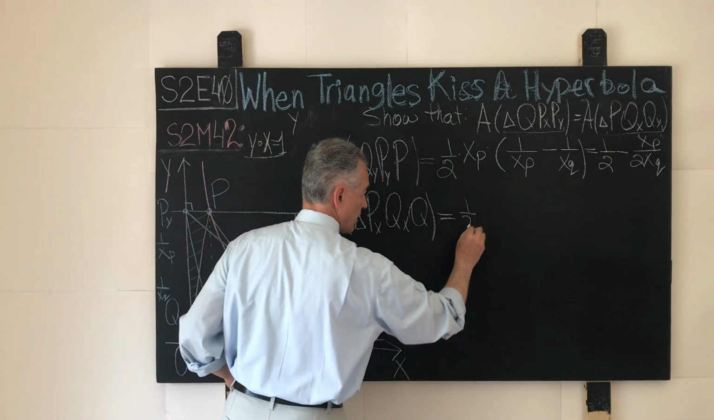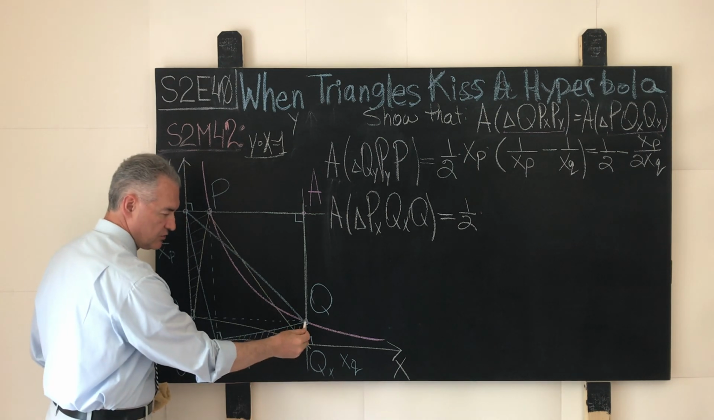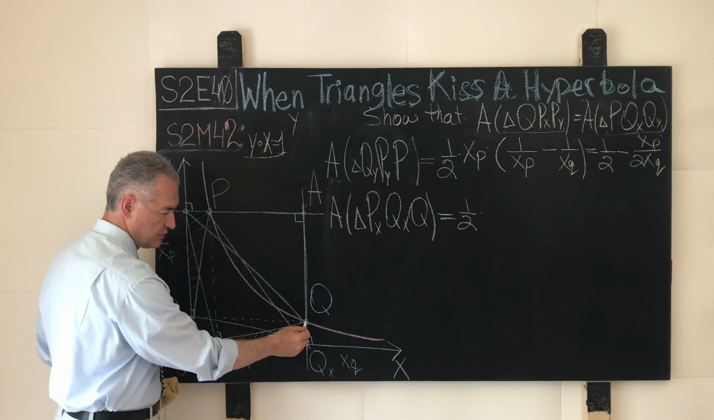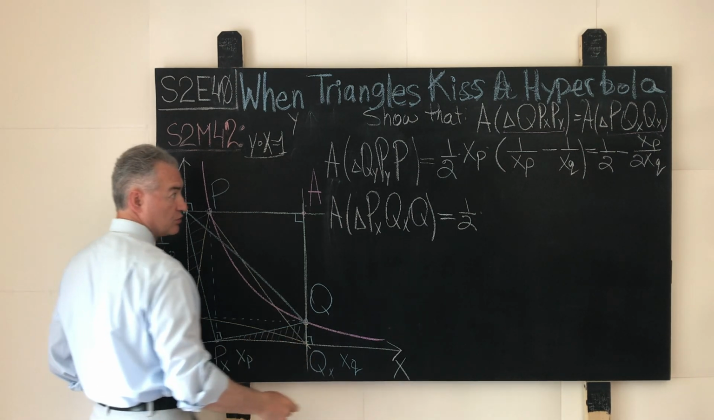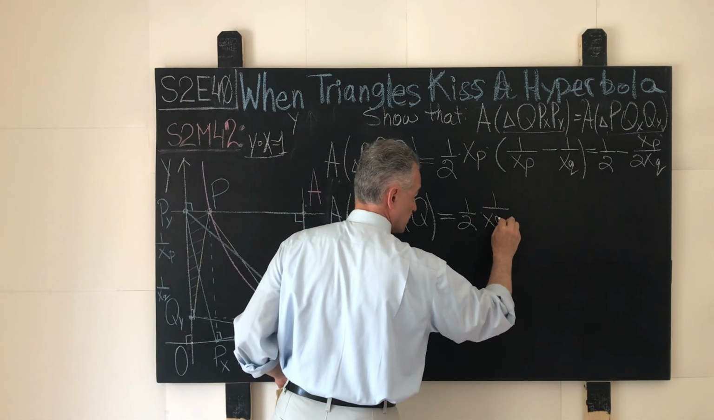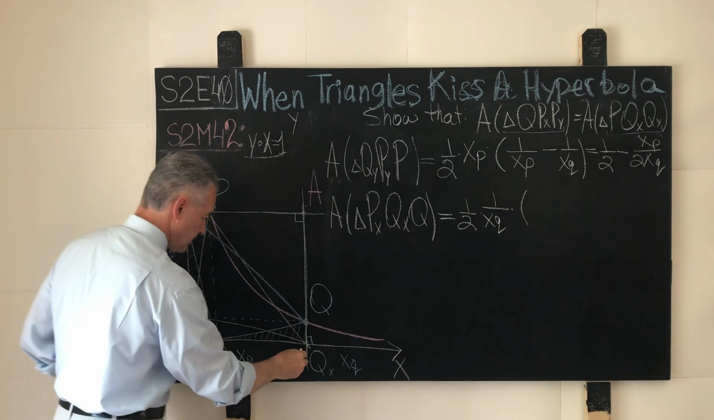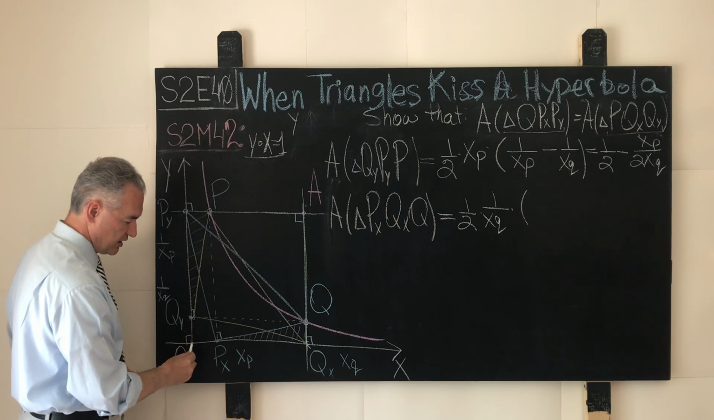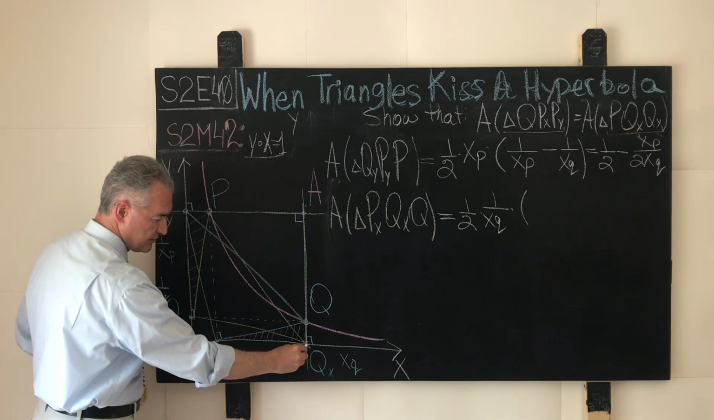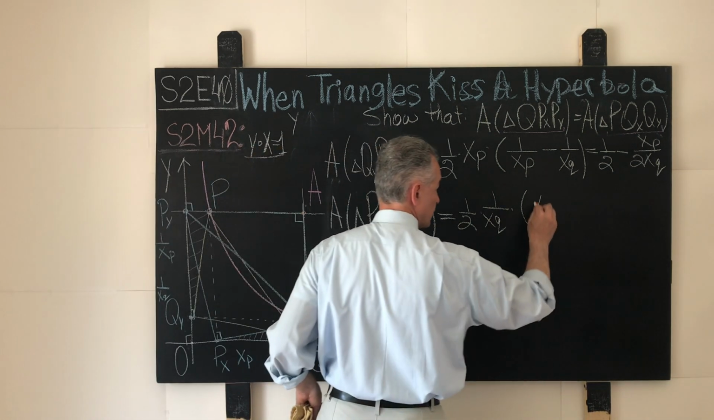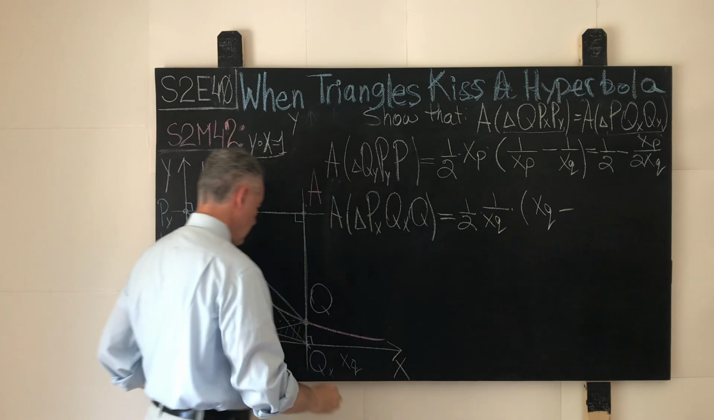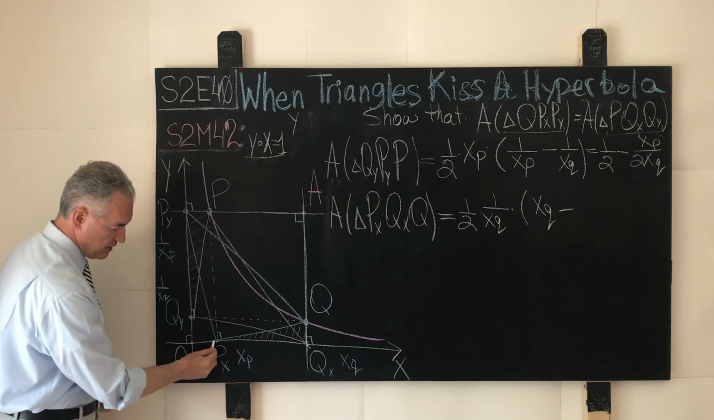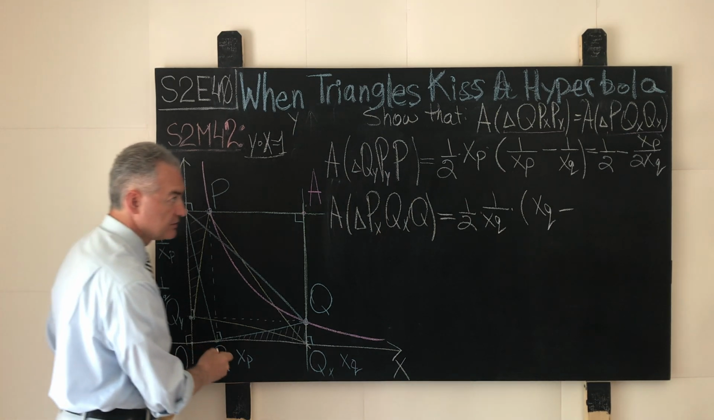Again, this will be half product of, this time the height of this triangle is quite evident. It's the vertical displacement of the point P from the x-axis. So this will be 1 over xq times the length of the base. This time the base participates in a composite quantity. The difference between the length of the line segment OQX, which is the xq point coordinate, and the length of the line segment OPX, which is what? xp.